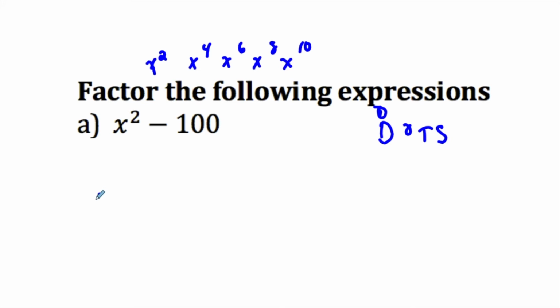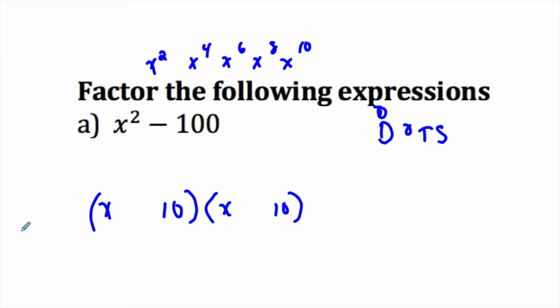So what we need to do is set up our template. Two sets of parentheses like this. And we say, what times itself? How do we get x squared? Well, that comes from x times x. How do we get 100? Well, there are a lot of different ways that we can get 100, but it has to be some number times itself. That comes from 10 times 10, okay?